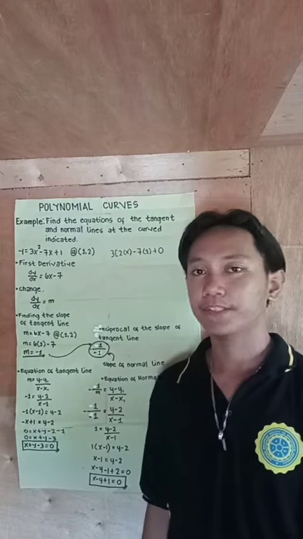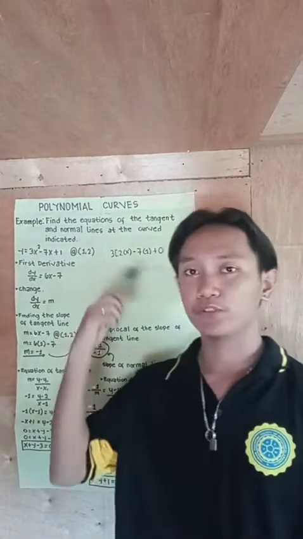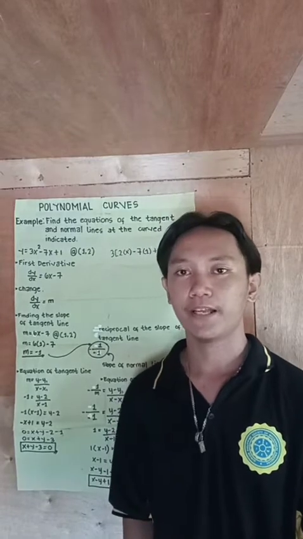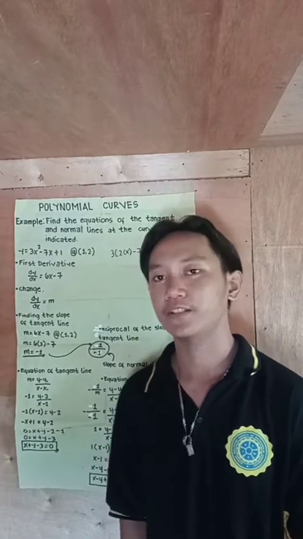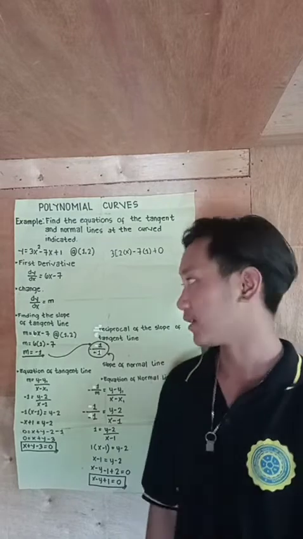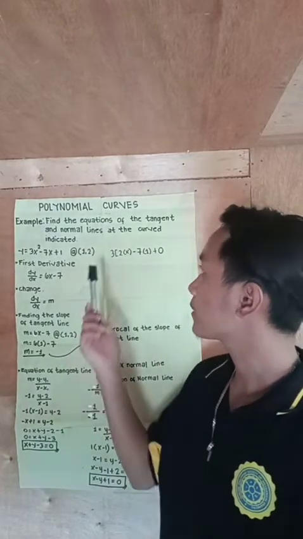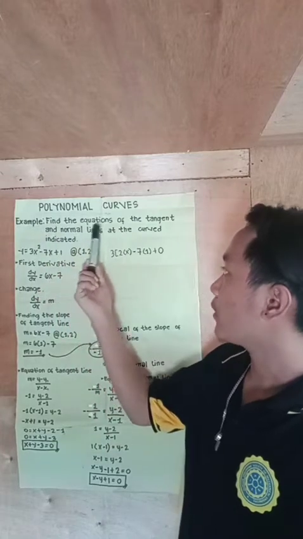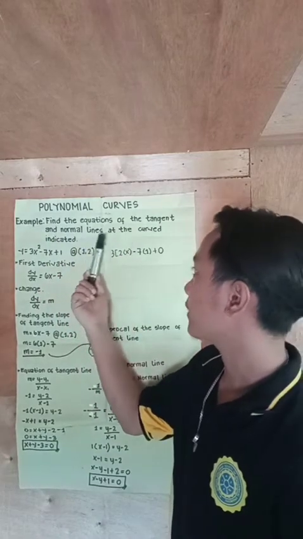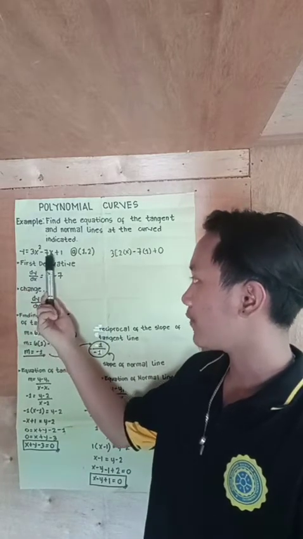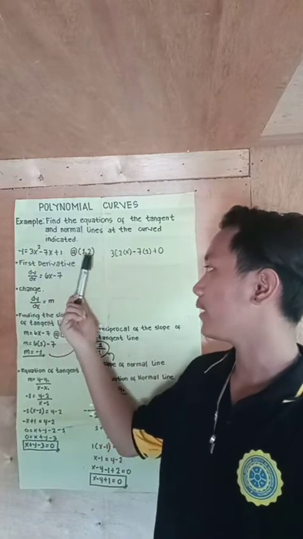Good day, ma'am. This is my fourth topic, the polynomial curve. Polynomial curve is a curve that can be parameterized by a polynomial function, and it is a special case of rational curve. So, here is my example for polynomial curve. Example: find the equations of the tangent and normal lines at the curve indicated. So, y equals 3x squared minus 7x plus 1 at points 1 and 2.